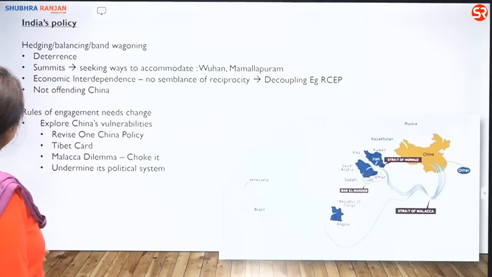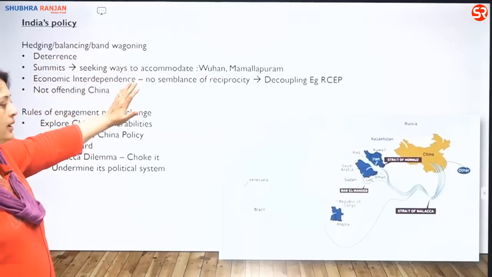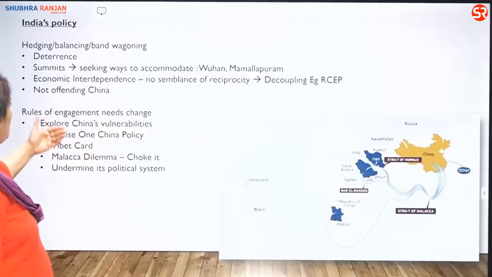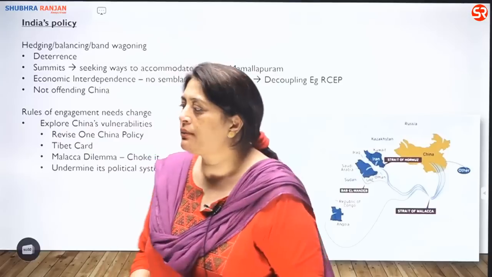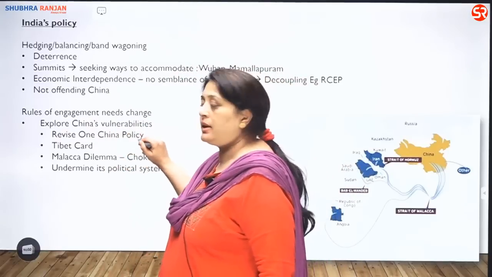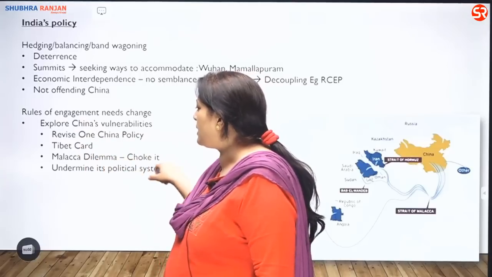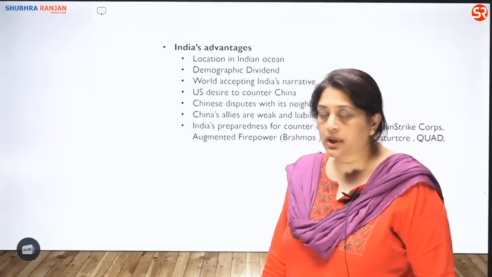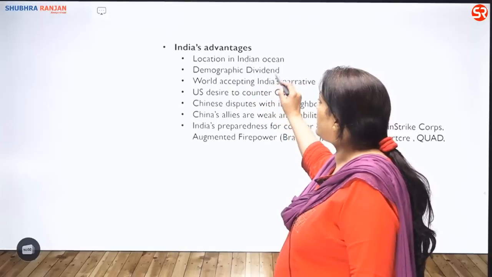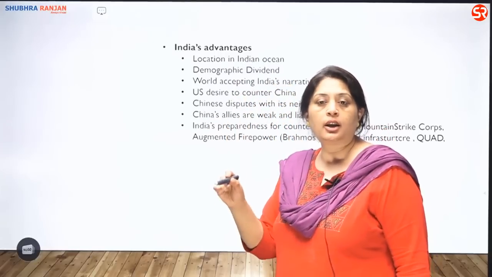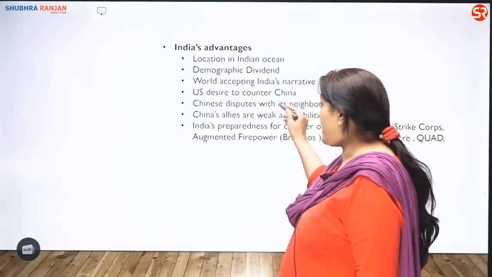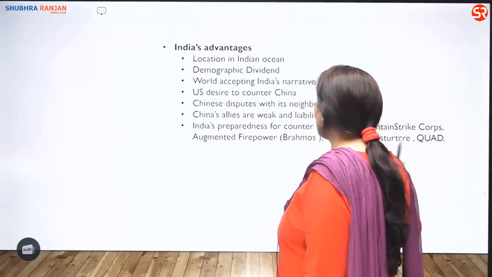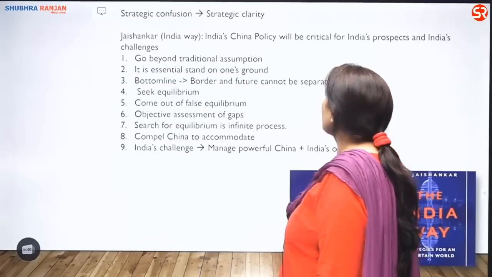India's policy towards China, hedging, or balancing, or bandwagoning up till now: go for deterrence, summits, economic interdependence, and not offending China. But now the rules of engagement need to be changed. What all will come in the rules of engagement? Explore China's vulnerabilities, revise the One China policy, Tibet card, Malacca dilemma, choke China and undermine its political system. India's advantages: India is not without cards. India's location in the Indian Ocean, demographic dividend, the world accepting India's narrative on China, especially on BRI, the US desire to counter China, Chinese disputes with its neighbors, Chinese allies being weak and liabilities, India's preparedness for counter-offensive, augmented firepower, improved infrastructure.